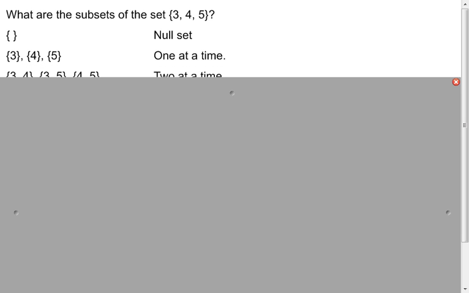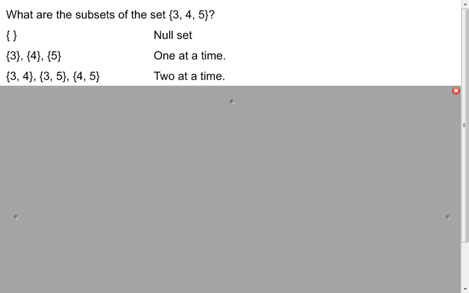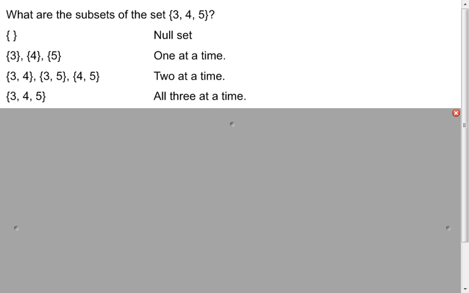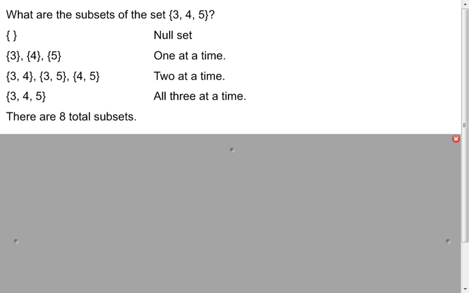I can take numbers out 2 at a time. I can pull out 3 and 4, 3 and 5, or 4 and 5. I can take them out 2 at a time. Or I can take what I started with and pull out all 3 at once. Okay. So, in this example, there's a total of 8 subsets. Every time you have 3 elements in a set, you're going to end up with 8 subsets. That's just a pattern that you'll eventually see.